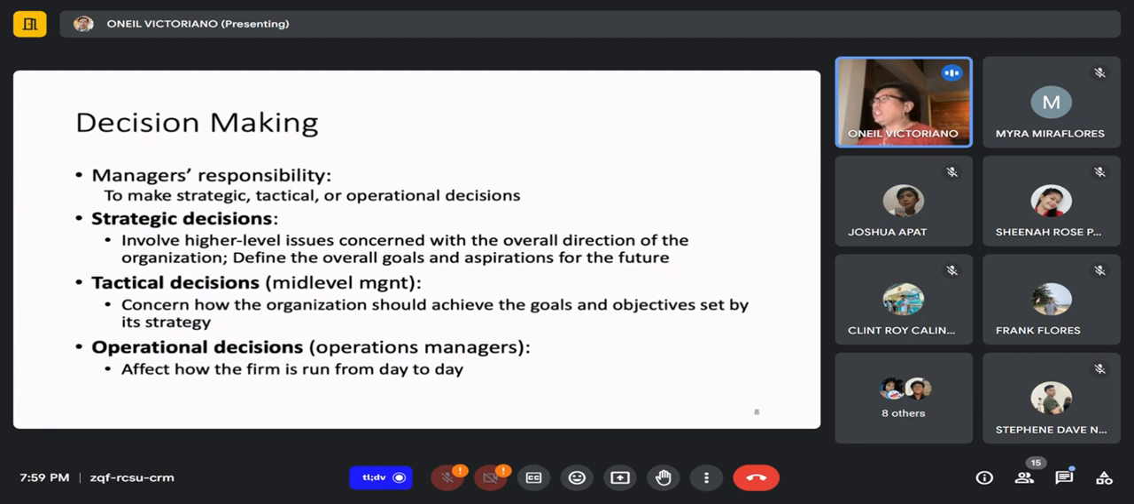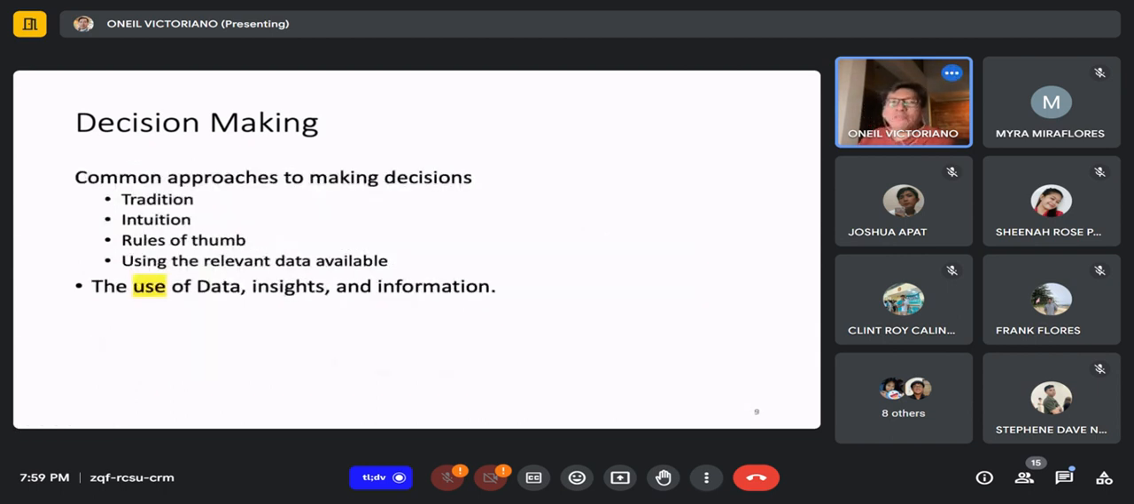So strategic will be connected to the overall goals, aspirations, vision, and mission of the organization. While tactical decisions are for mid-level management, concerned with how to achieve the goals and objectives set by the strategic decisions. While operational decisions would be at the lower level, for the operations manager on how to run the business from day to day, or getting insights from day-to-day operations.